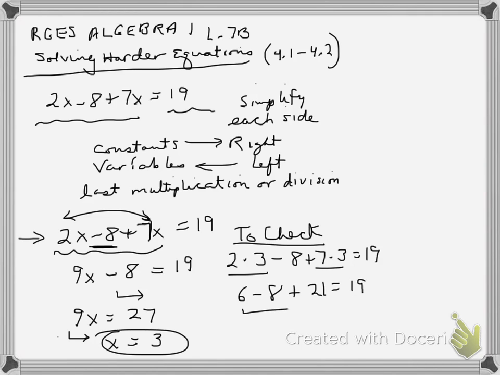I'm going to add my positive values. That would be 27 plus a negative 8. Opposite signs take the difference. That would be 19. And that does equal 19. And so it checks. Sometimes I'll ask you to show that checking step, but it's always a good idea to plug it in mentally.